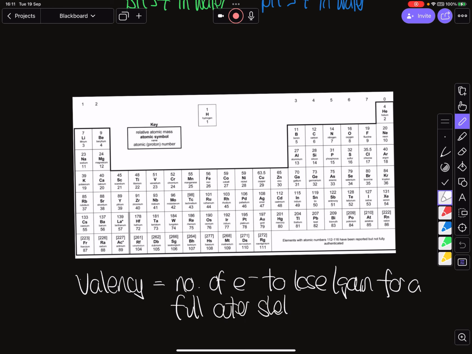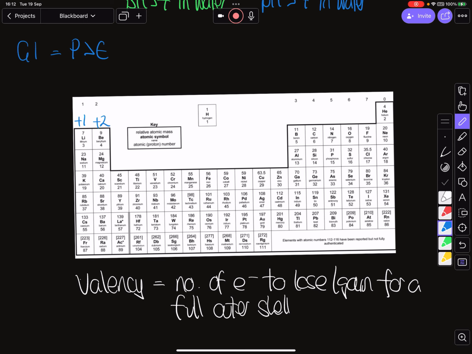So if you reside in group 1, we put a +1 charge over this. For group 1, if we are losing an electron, your protons will be greater than your electrons. So however many electrons you lose, that's going to be your charge. So in this case, it's easier to lose 1 than to try and gain 7. So our group 1 get a +1 charge.